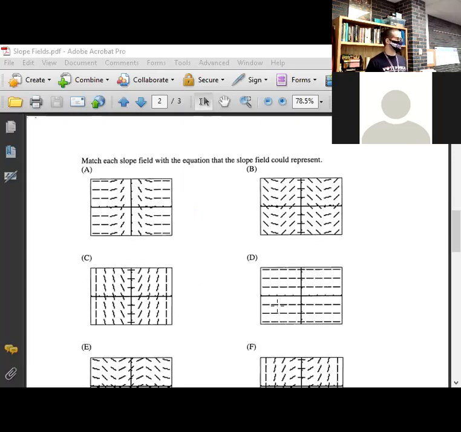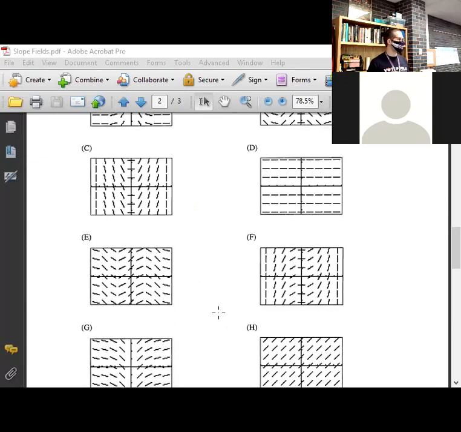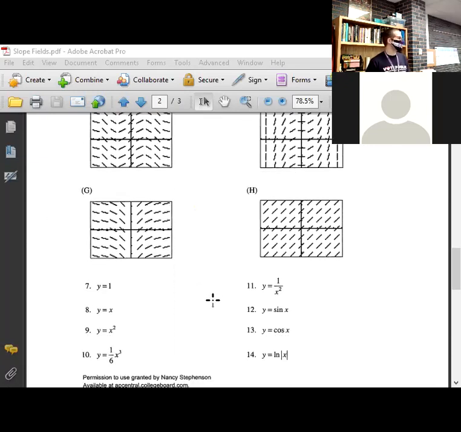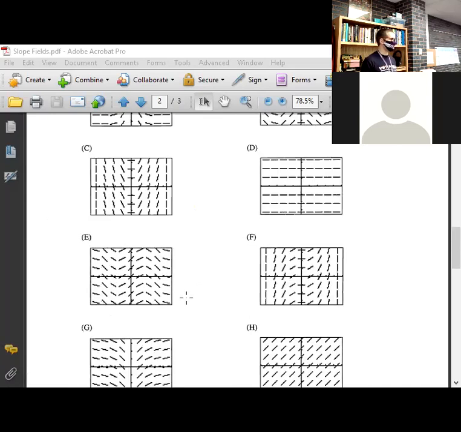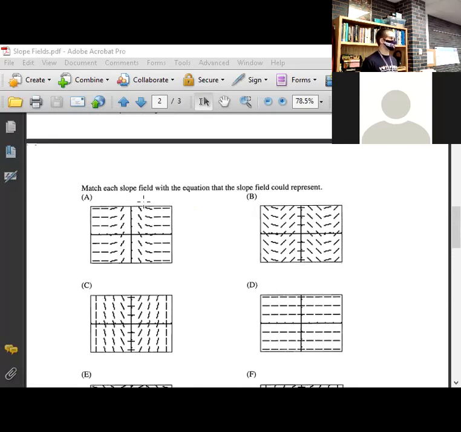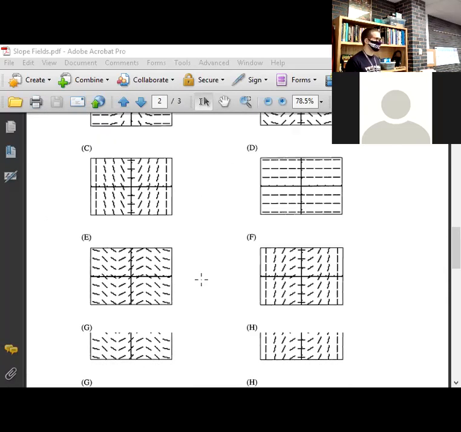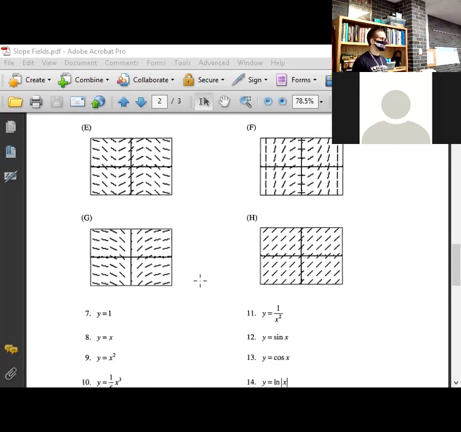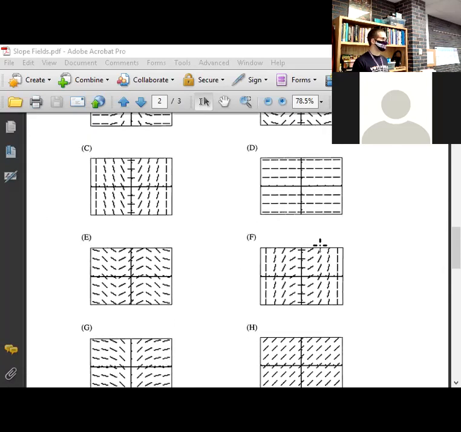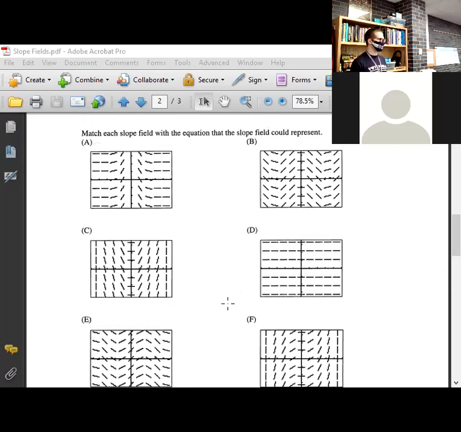On the second page, you have a bunch of differential equations and a bunch of slope fields. You have to match them up with their possible solutions. So for number 7, which one of these could be y equals 1? Match each slope field with the equation the slope field could represent. So match it up with which one it looks like. Which one of these looks like it could be y equals 1?